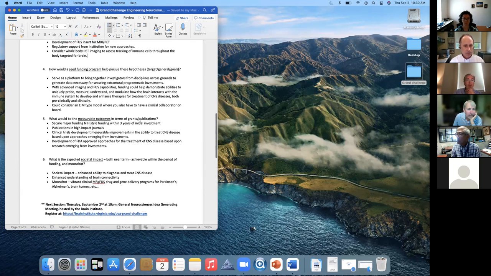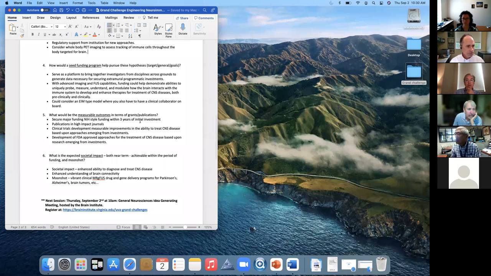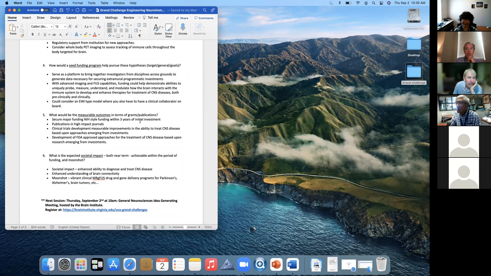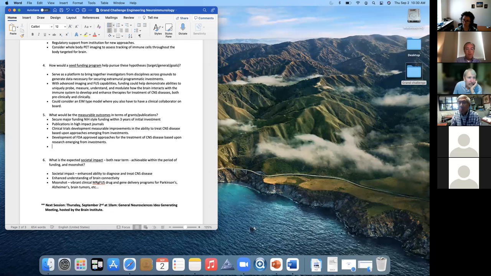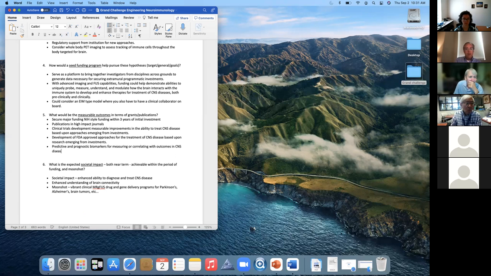What are we missing with these elements? James, in the measurable outcomes, I don't know if it would be worthwhile to talk about biomarkers, and predictive and prognostic biomarkers for measuring or correlating with outcomes in CNS diseases. Great. I think that's a great point.